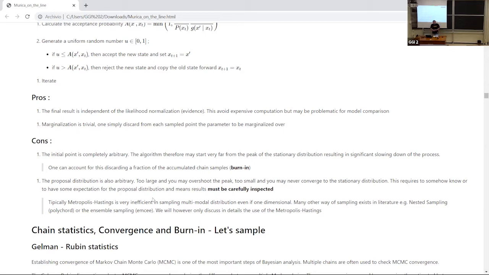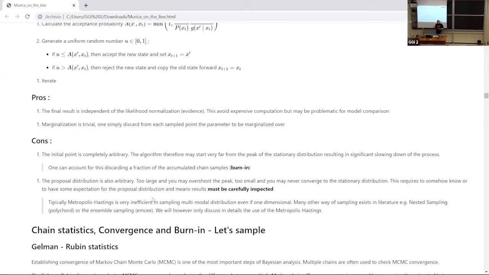There are cons though, and the first is that the initial point is completely arbitrary. So if you start very far away from the center of the likelihood, you may end up going around and around your parameter space forever. This is typically accounted for by what is called the burn-in phase. Basically, the burn-in phase is the time that the algorithm needs to find the correct direction in the parameter space to converge to the correct values, or to the equilibrium distribution.